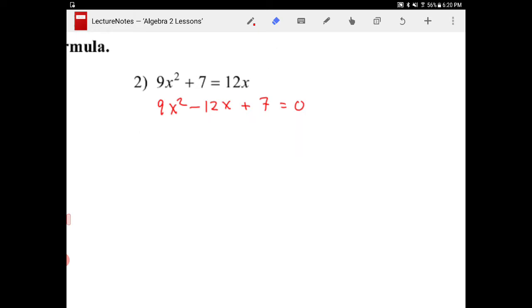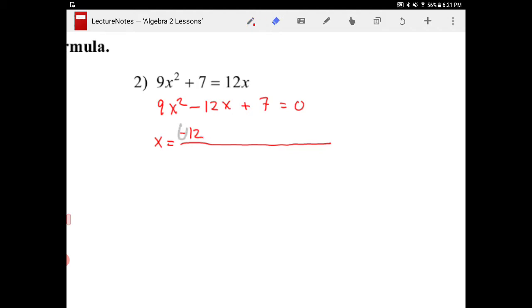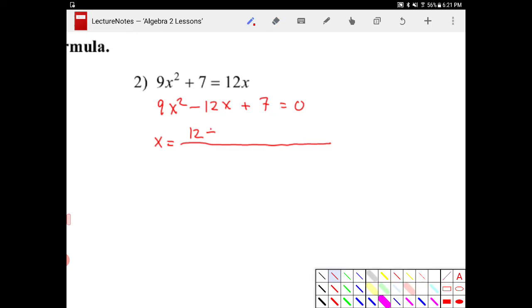Because it's not factorable, again, we are going to use the quadratic formula. And right now there's no common factor, so we're just going to directly substitute in. If we do that, we'll end up with negative b, which is positive 12. And then plus or minus square root of b squared, so it's 12 squared, minus 4 times 9 times 7, all divided by 2 times 9.